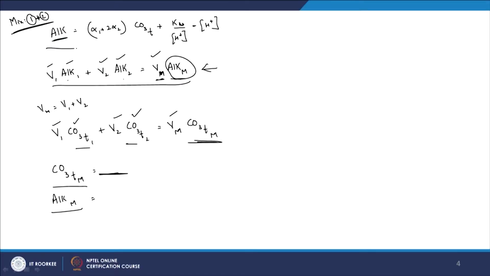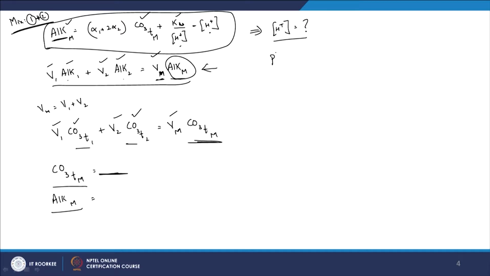And once we have this, what can I do? I can again go back to this equation. I have the alkalinity of the mixture here, I have the CO3 total of the mixture here. Kw is a known value. So what is the only unknown here? It is H plus. So from this I can calculate the H plus, and once I have the H plus, obviously I can calculate the pH.